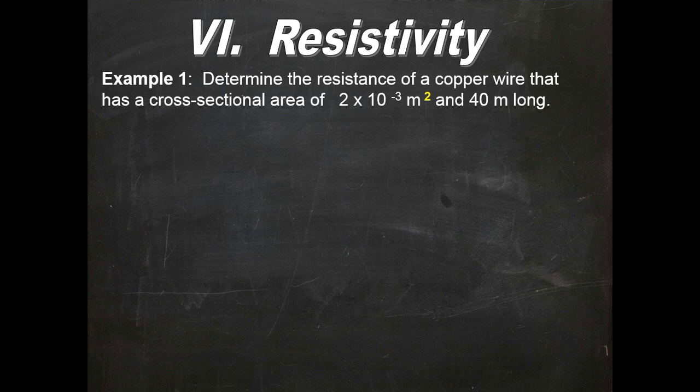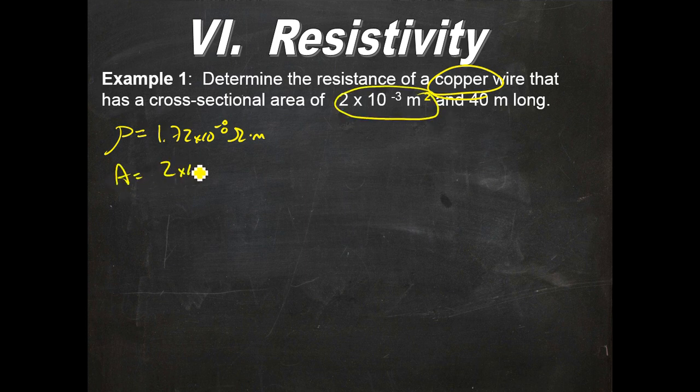Okay, so we write down our givens here. We know that the wire is first made out of copper. So because we know the material, we can look up what the resistivity of the copper wire is. The resistivity for copper wire is 1.72 times 10 to the negative 8 ohms times a meter. We also know the cross-sectional area of it. So that's A, and that's 2 times 10 to the negative 3 meters squared. We also know the length of it, which is 40 meters. And we're looking for the resistance.